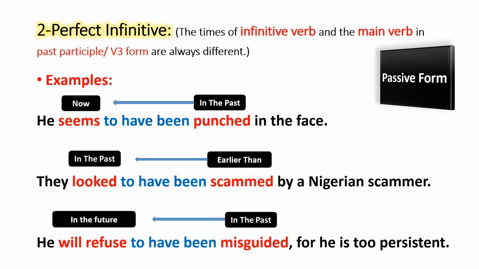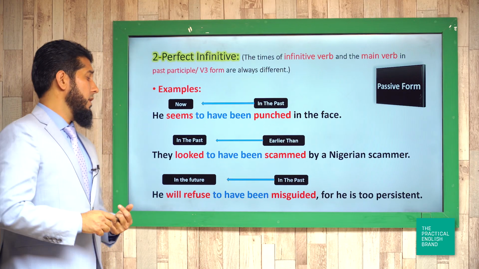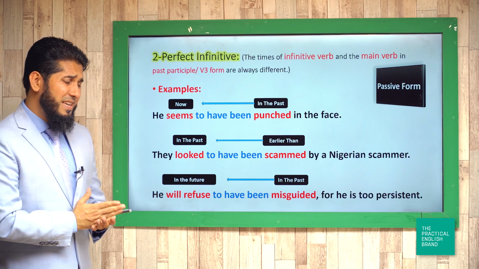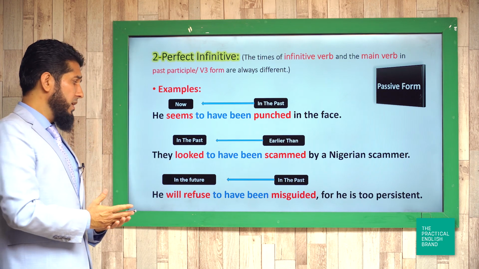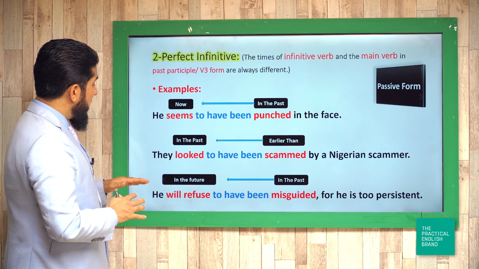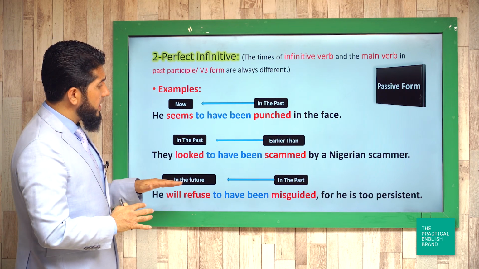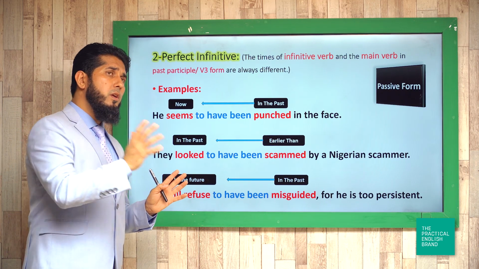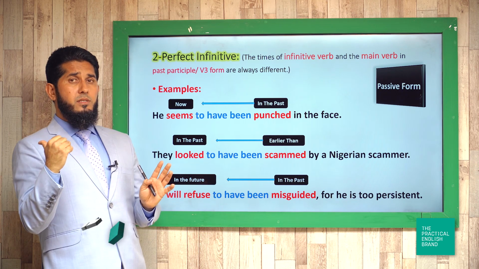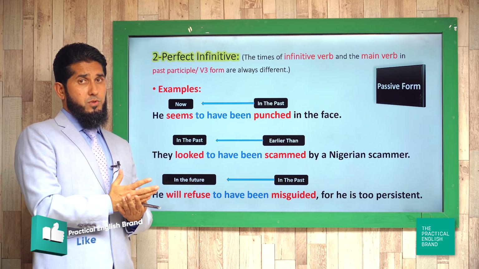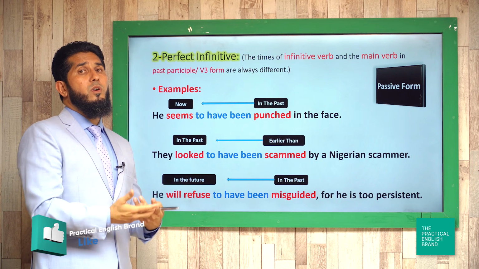He will refuse to have been misguided, for he is too persistent. So if someone misguides him in the future, he will refuse that in the future. Again, he will refuse to have been misguided. Let's say he or she was misguided in the past or at present time, but in the future, he or she will refuse the idea that they were misguided.